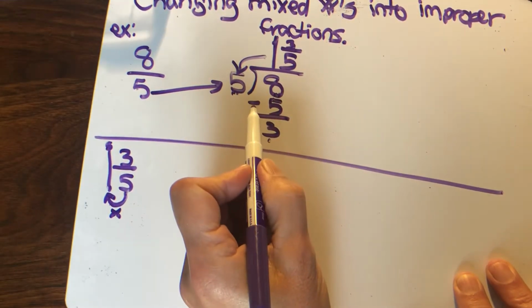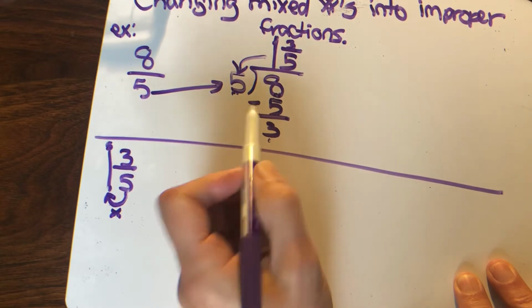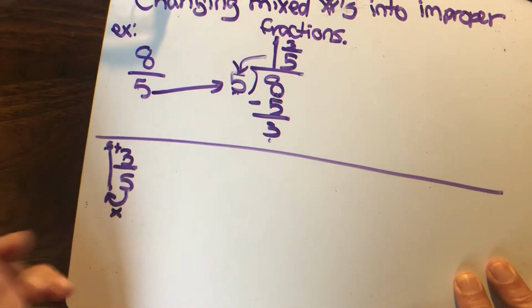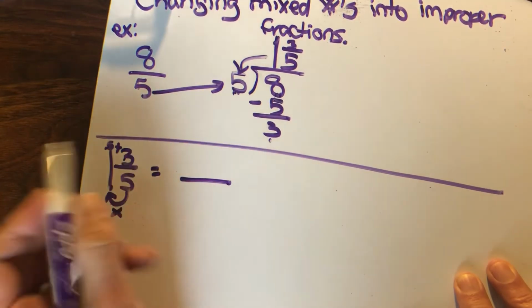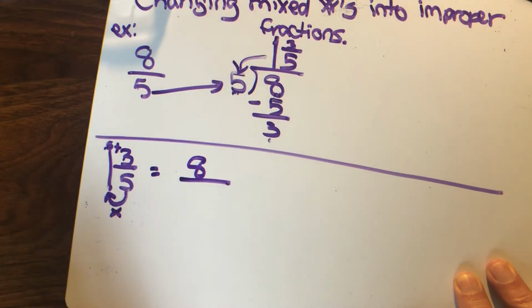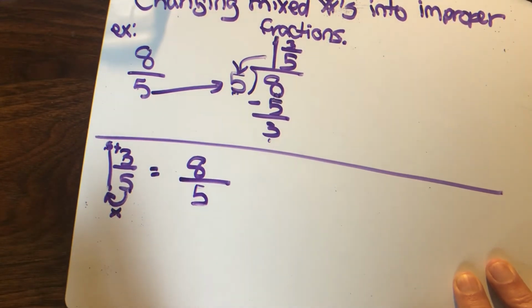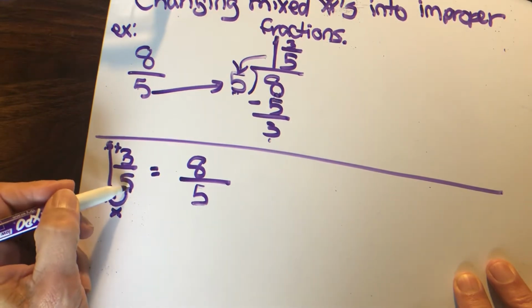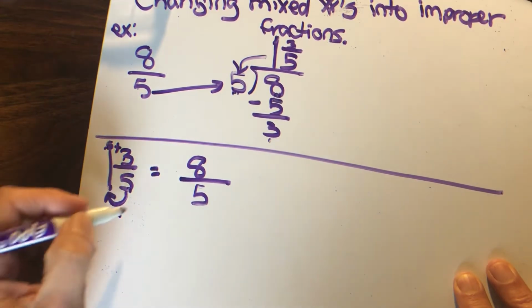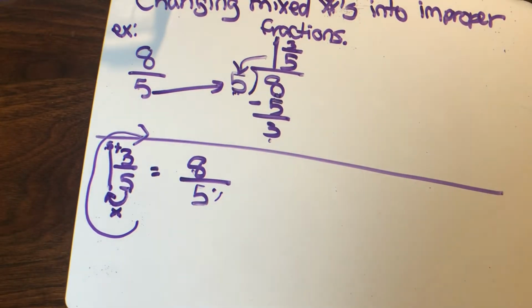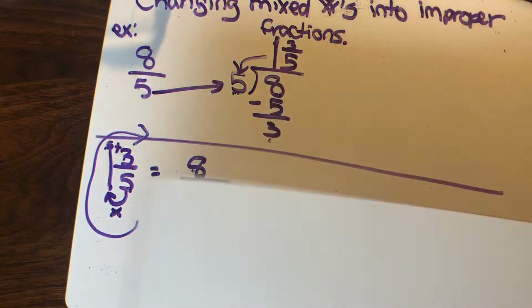Over here, we subtracted, so the opposite of subtraction is addition. So 5 plus 3 is 8. And that's my numerator. Keep the same denominator. And that's how we change it back to an improper fraction. So it's like a big circle. 5 times 1, add, put it down.